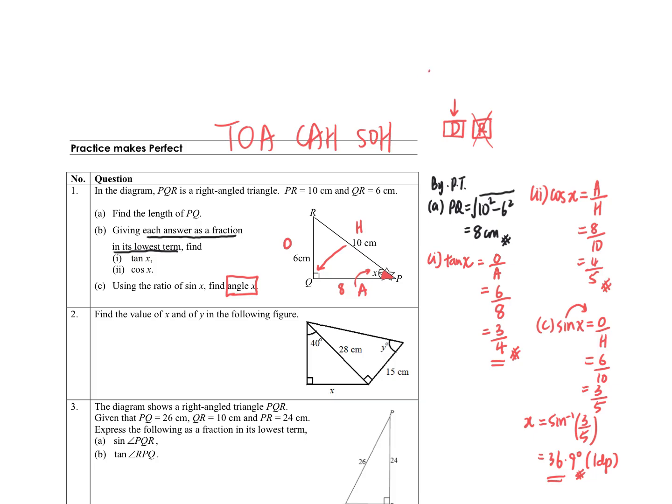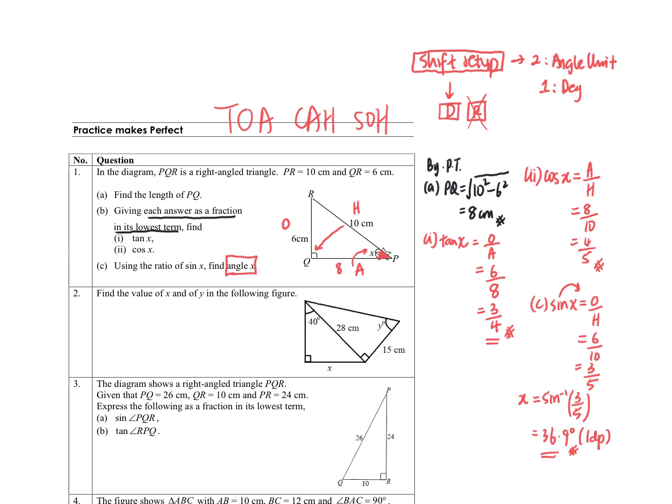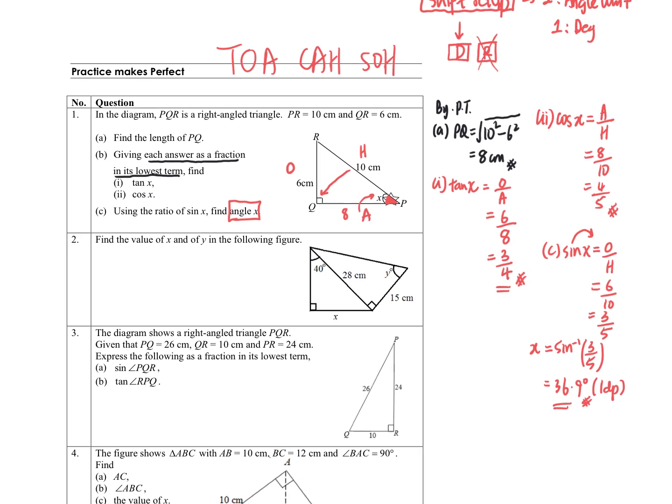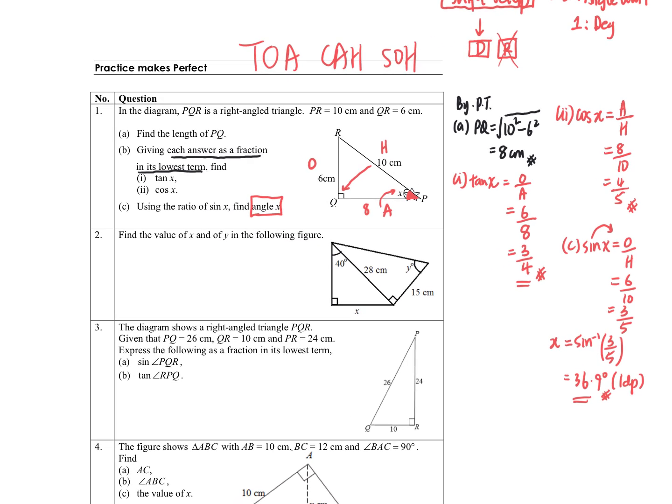So if not, shift setup. Our gradient is in tertiary, so we don't use that in secondary school at all. Shift setup, then choose your angle unit. Make sure it is in degree mode. Okay, you will use radian when we go into arc length sector area in chapter 9. But now we don't need. Okay? So that is it for you.